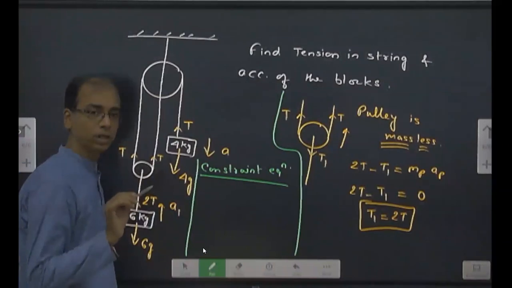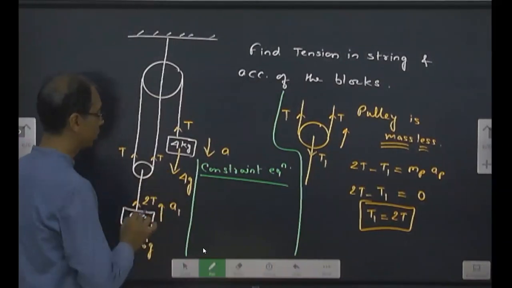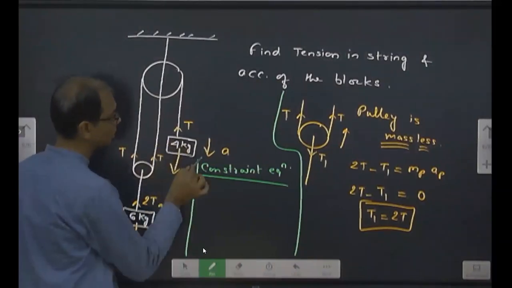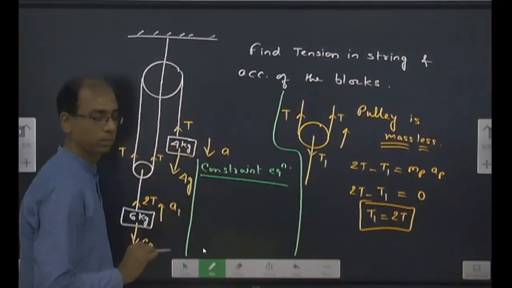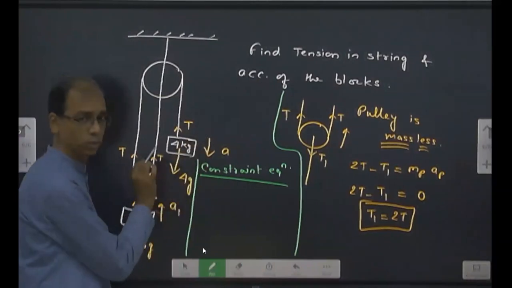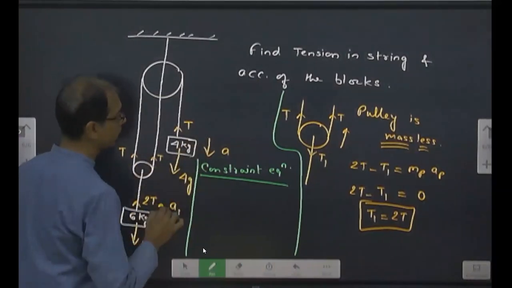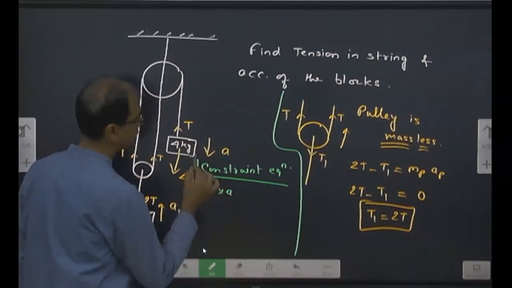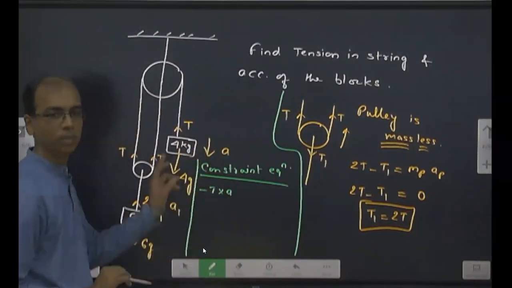Only we have to talk in terms of tension over here. We are not going to talk about any other force, only tension. Here you see tension is upwards and acceleration is down on this 4 kg block, which is a moving block. So just write minus T into A. Why minus? Because both are in opposite direction. Minus T into A.